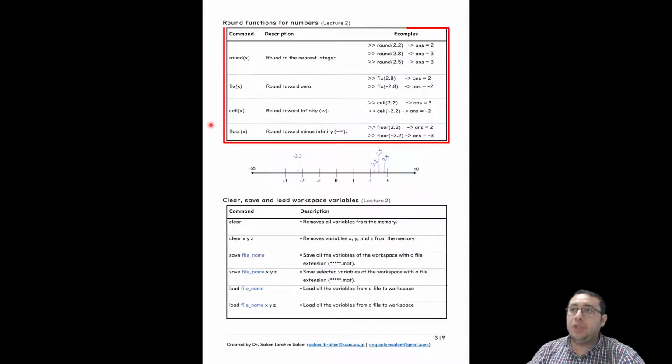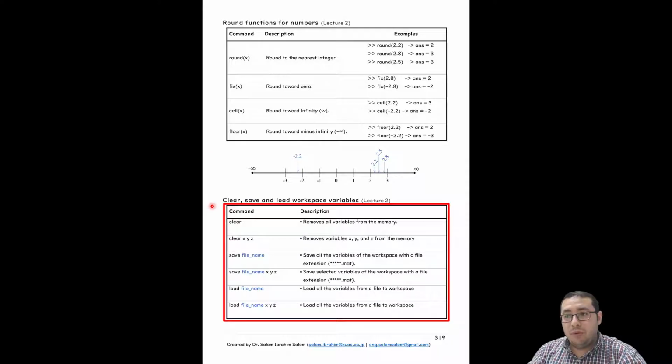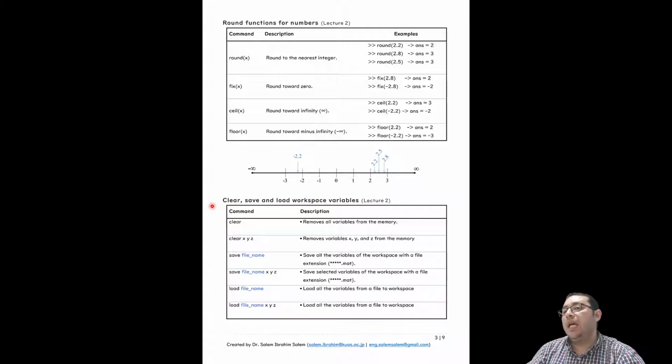And in the third page, how to do the round functions for numbers, including round, fix, ceil, and floor. And then how to deal with workspace variables, how to clear them, how to save them, how to load them again.